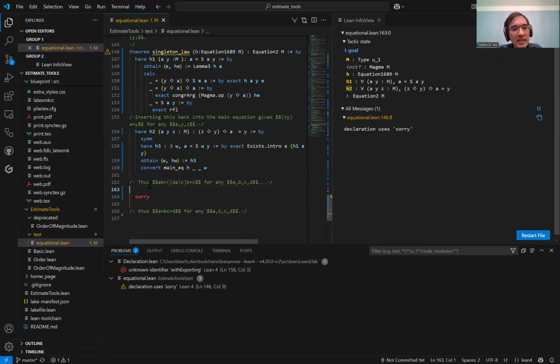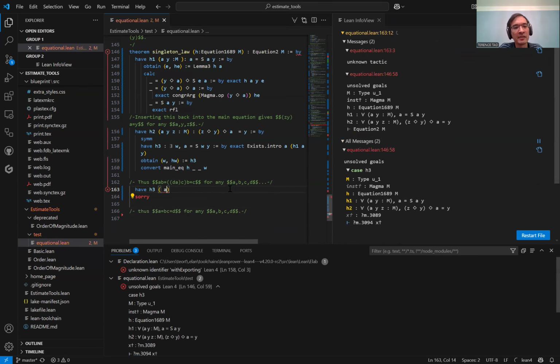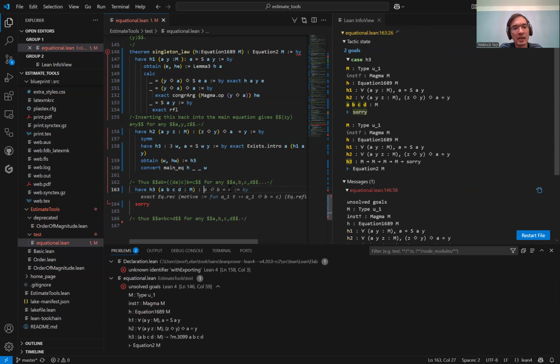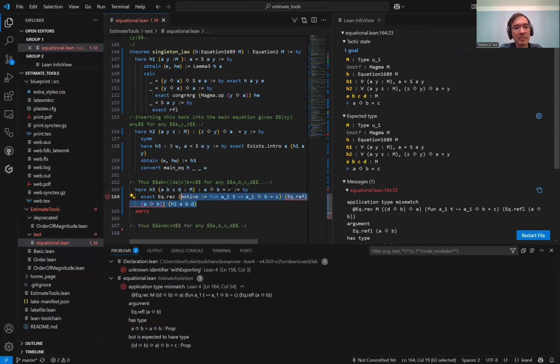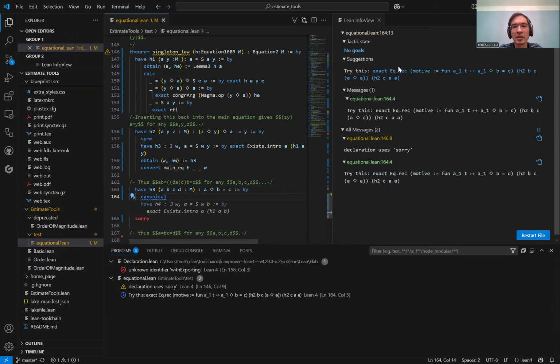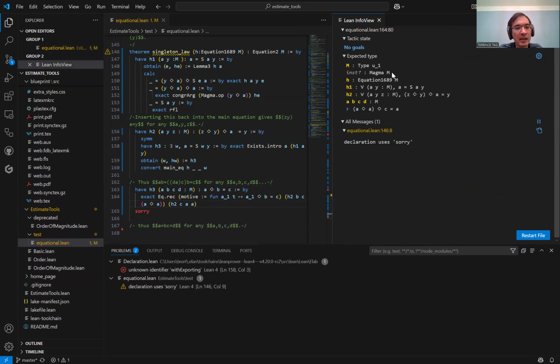Thus, AB equals D equals C for any ABCD. Okay, so for any ABCD, A times B is equal to C. All right, well, first of all, let's see, can I just, yep, I can one-shot this. Nice. Thus, A equal BCD for any ABCD.